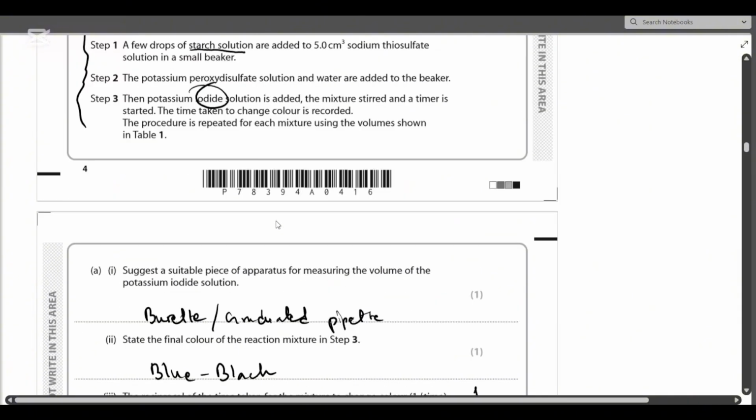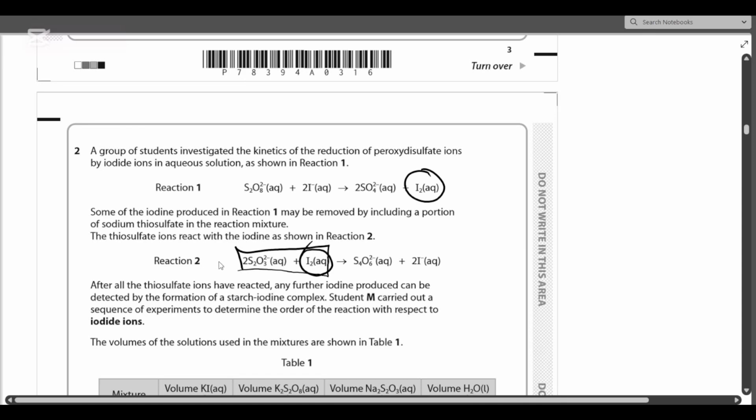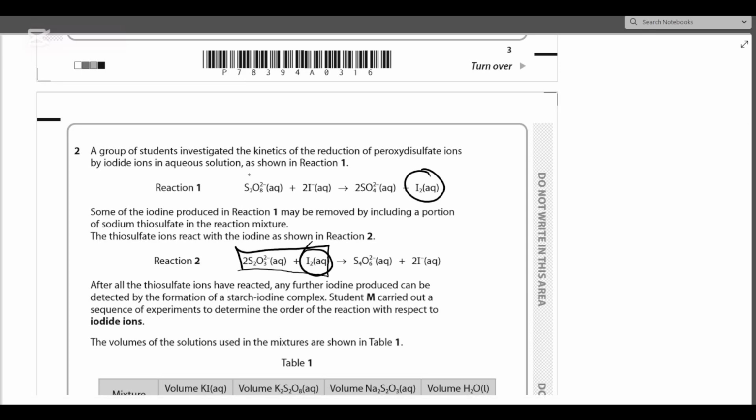So the whole point of thiosulfate ions here is that they are used to remove some of the iodine which is produced in reaction 1 right here. So the excess iodine produced gets removed by the reaction with thiosulfate ions. It's very crucial that reaction 2 finishes very fast, before the change in the concentration of the main reactants, which are the peroxydisulfate ions and the iodide ions from potassium iodide, can be observed, right?